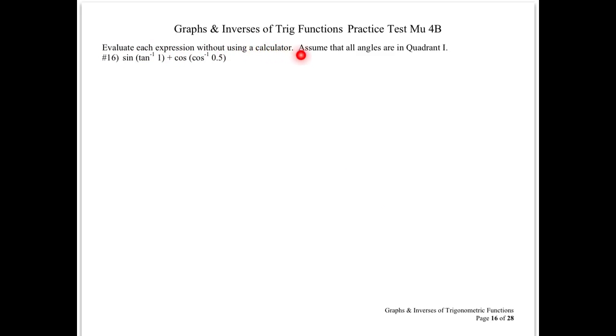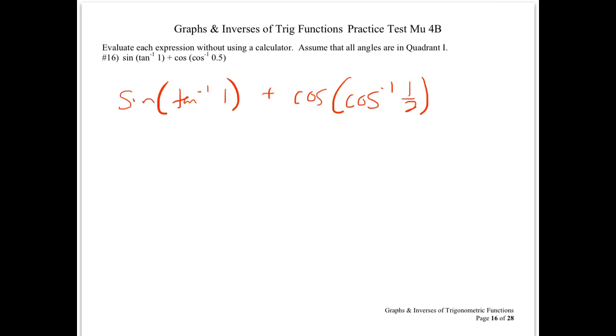Evaluate each expression without using a calculator. Assume all angles are in quadrant 1. So, doing this in parts, we get sine of tangent inverse of 1 plus cosine of cosine inverse of 0.5, which I'd rather write 0.5 as a fraction, 1 over 2. So what is tangent inverse of 1? Well, tangent inverse of 1, that would be this angle right here, theta.